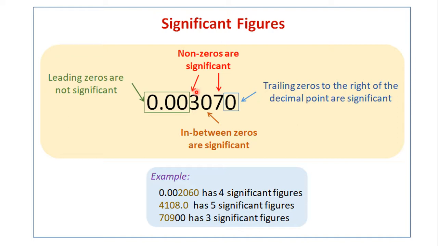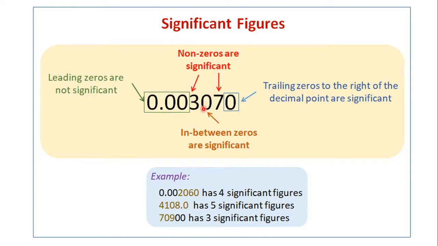Now, there's a time when zero could be significant. Zero can only be significant when what? When it's between two significant figures, just as in this case. So leading zeros are not significant, but if they are in between, zeros are significant. All right.